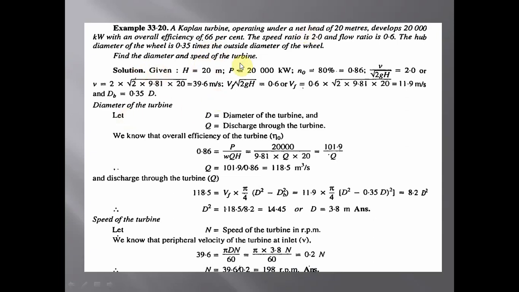H is equal to 20 meters, P equal to 20,000 kilowatt, overall efficiency eta naught is 0.86. Next, V divided by root of 2gH is equal to 2, or V equal to 2 times root of 2 into 9.8 into 20, that is 39.6 meters per second. Vf upon root of 2gH is equal to 0.6, or Vf is equal to 0.6 into root of 2 into 9.81 into 20, that is 7.9 meters per second.